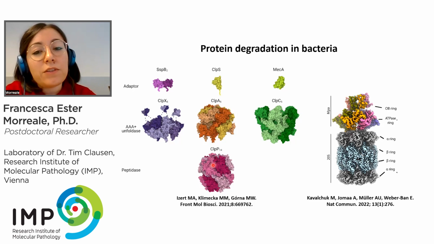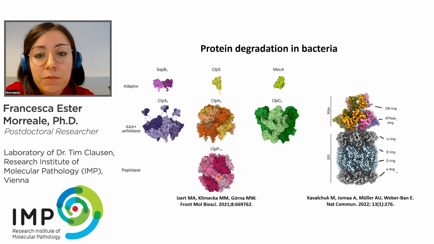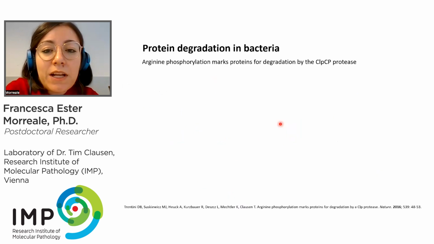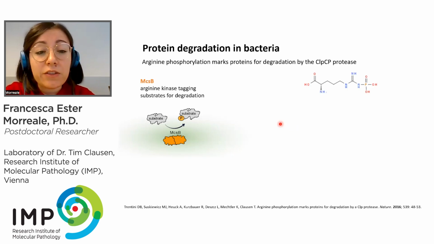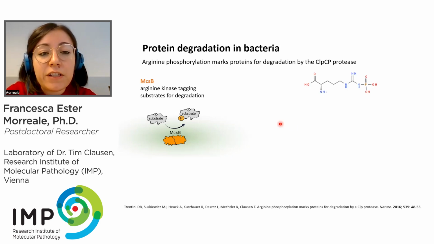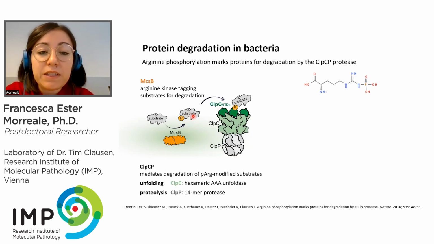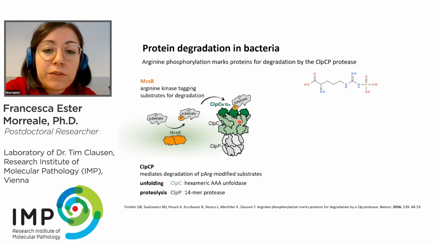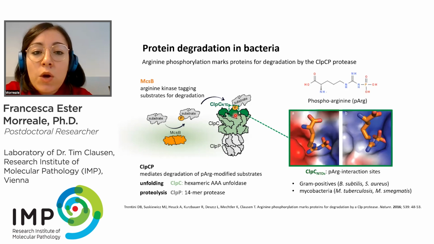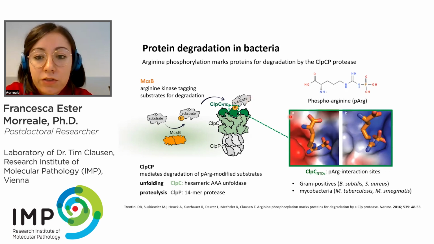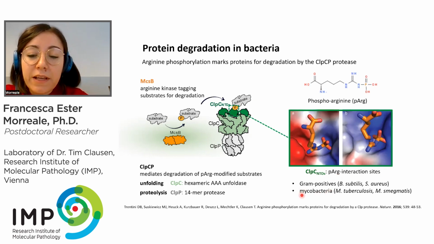This is the reason why for the rest of my talk, I will focus on the complex between ClpP and ClpC. Because when I joined the lab, a major focus of research was this post-translational modification, which is a phosphorylation of arginine residues catalyzed by an arginine kinase called McsB. So arginine-phosphorylated substrates are then recognized by the ClpCP complex for degradation. And you can see the recognition sites here that are present on the N-terminal domain of ClpC, which normally recognizes substrates for degradation. And the pockets are highlighted here, and they are conserved in gram-positives and mycobacteria.